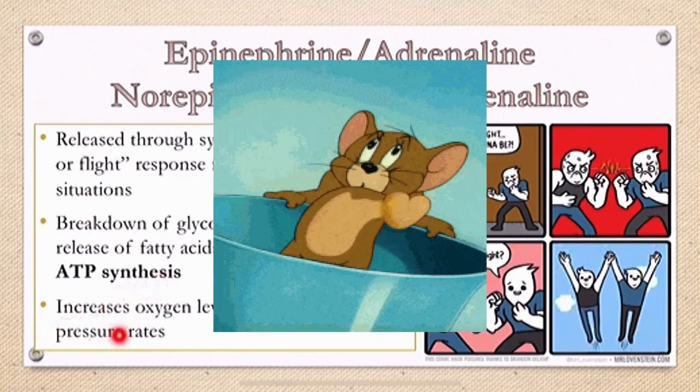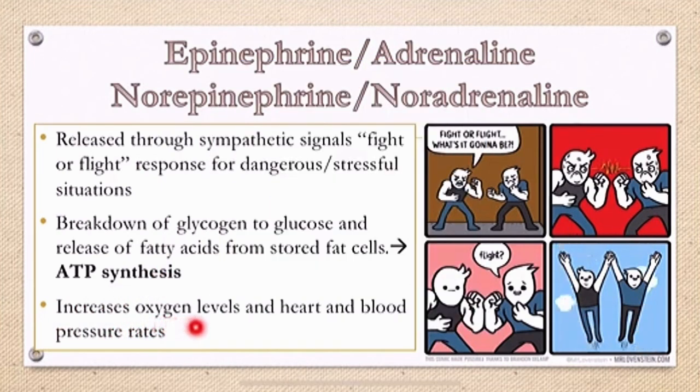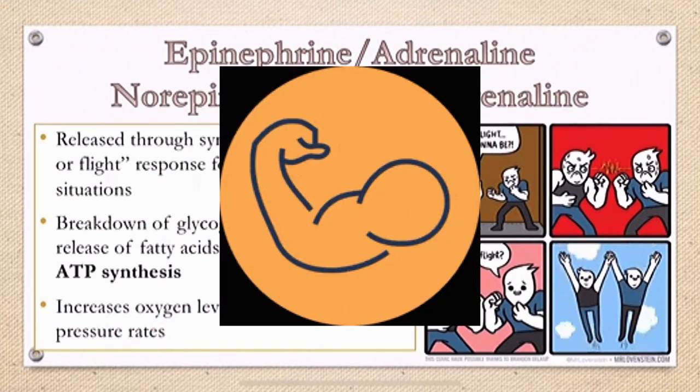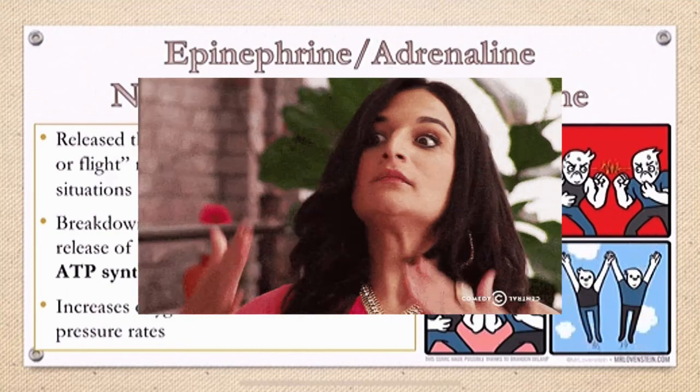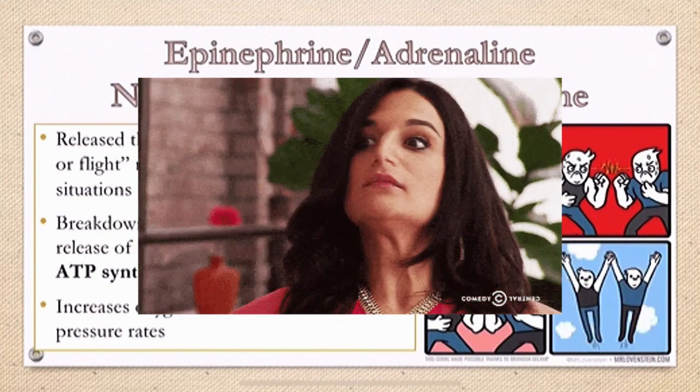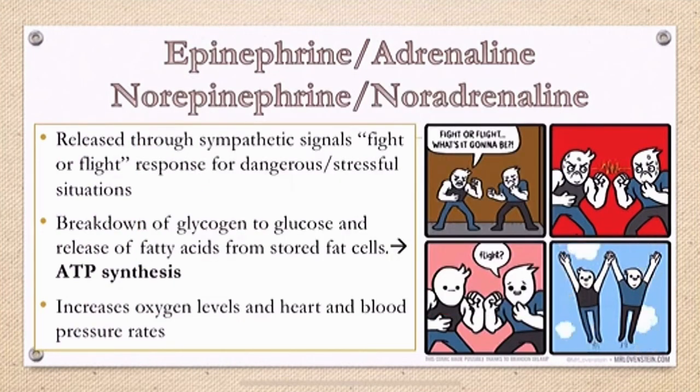The heart rate and blood pressure increase to get the glucose and fatty acids to the muscle cells. Blood flow decreases to internal organs and skin but increases to muscle cells. The lungs take in more oxygen to get rid of more carbon dioxide. These changes all prepare our body to either fight or flee the stressful situation.